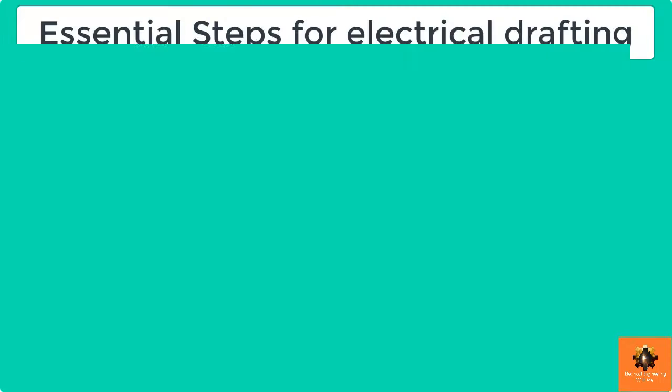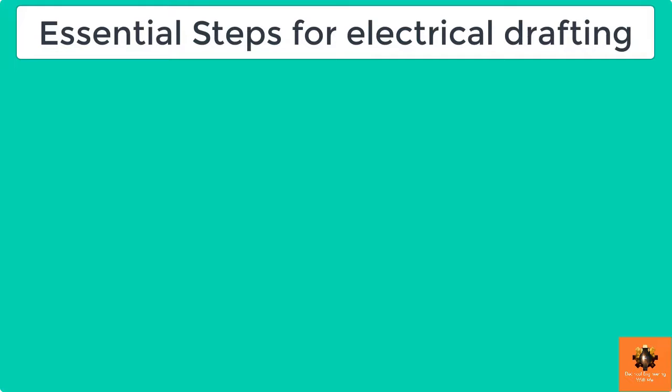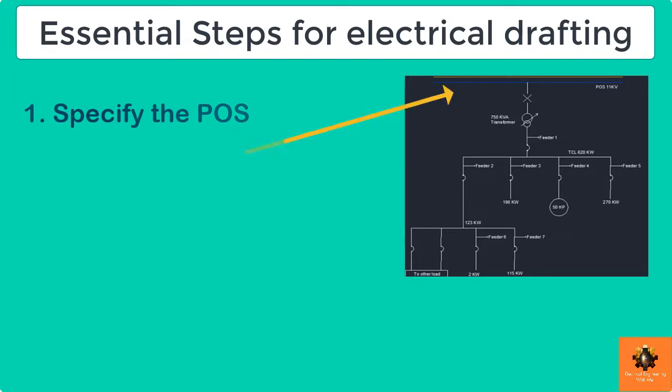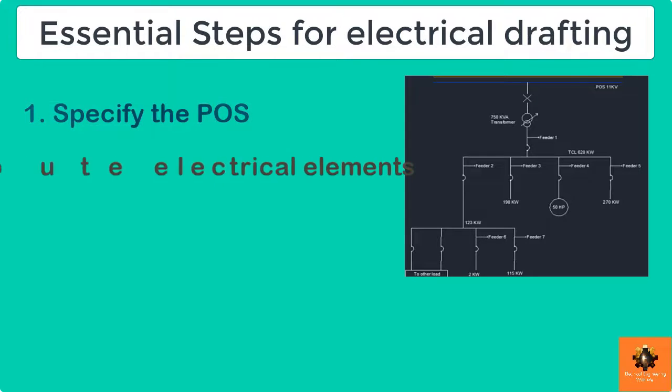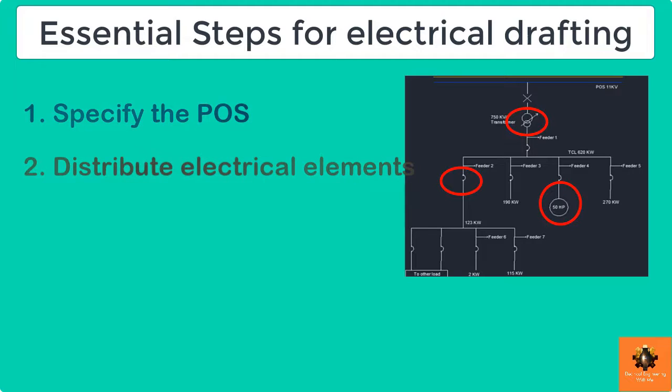So after this, coming to the steps that should be taken in developing SLDs. So these are some steps. Let's discuss one by one. Specify the point of supply, POS. First, specify the power supply lines, means at what level of voltage is supplying to the electrical system. Okay. After that, distribute all the electrical elements according to their position in the electrical system. And remember, these elements should be in symbolic representation instead of their physical shape. Okay, about this we have talked in the legend section.